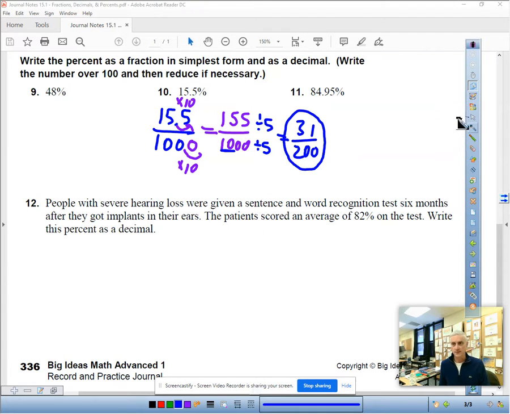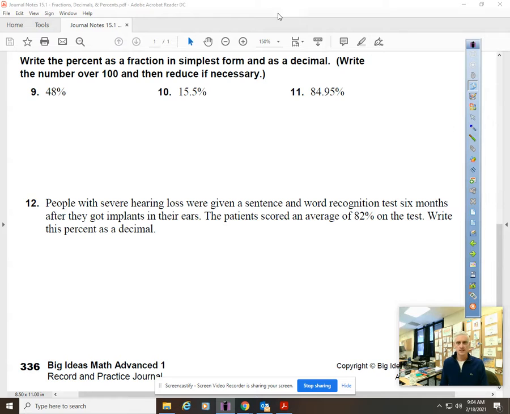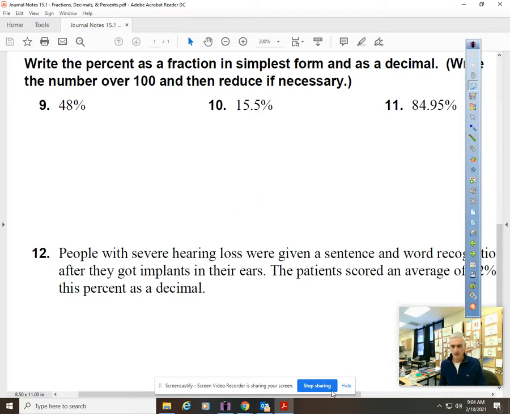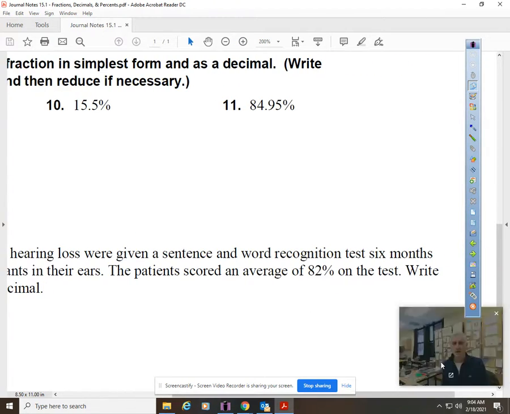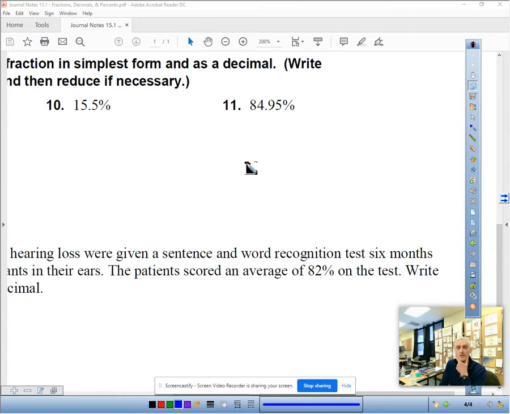Oh man, look at the next one. This one's going to get a little intense. I'm going to blow it up here so you have some more room. 84.95%. To convert this to a fraction, first of all, think, what is a percent? A percent is a number compared to 100. So I'm going to write this as it is, 84.95 over 100. Next, we need to clear our decimal.